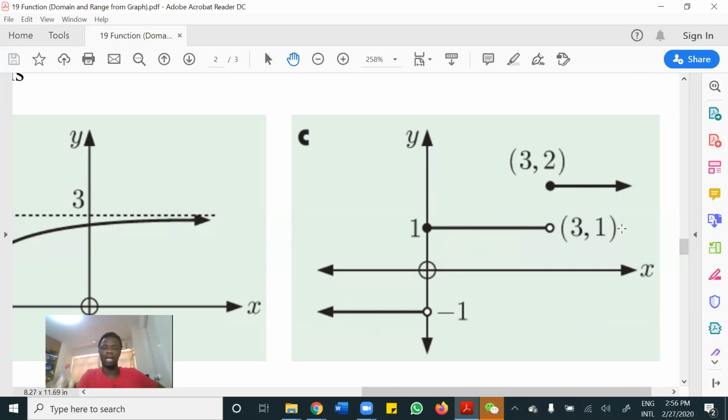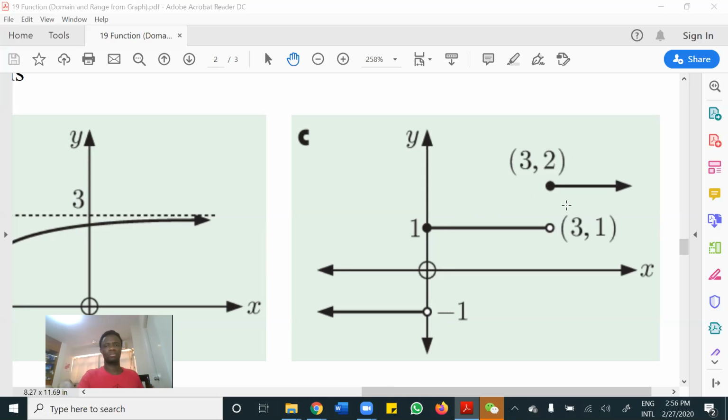That's correct. And if you look at the range, there's only these 3 values of y. So that's correct: -1, 1, and 2. Well done. Who's next? Let's see. Leo.